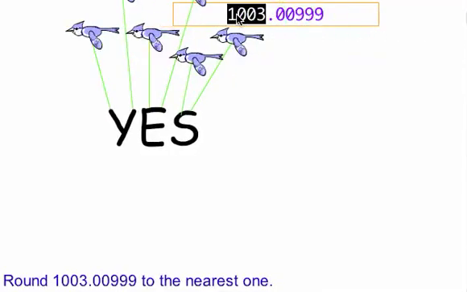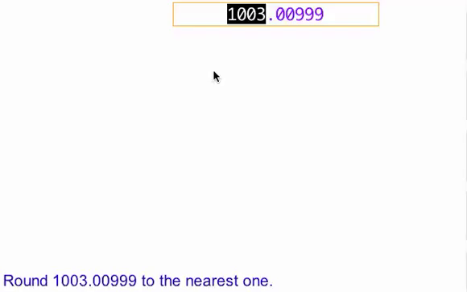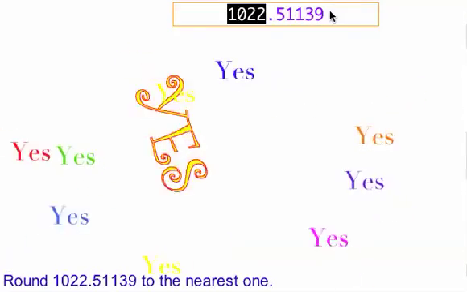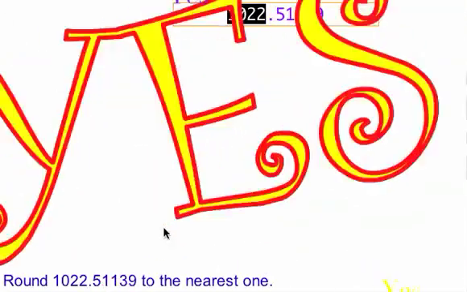Okay, round 1,003 and 999 hundred thousandths, to the nearest 1. So here's our ones place. The place before it, the tenths, is a 0, so it tells us to leave the ones alone, and everything else after becomes a 0, but we just have decimal points, so that's all gone. So 1,003. Okay, we have time for one more example.